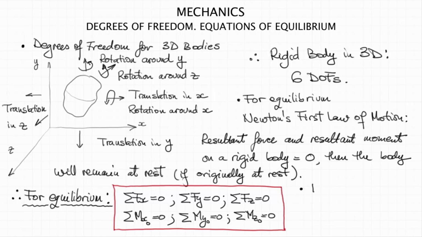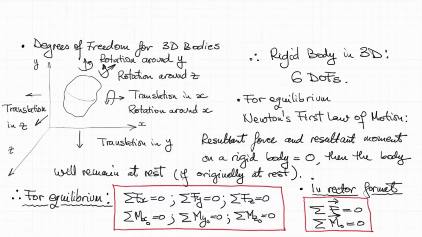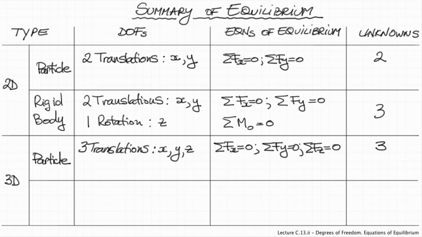Now we can write these equations in a slightly more simplified format if we use the vector notation. And in this case, we will write that summation of the forces is 0, and summation of the moments is also 0 about a point that we select. But each of these 2 vectorial equations contain actually the 3 equations that we presented earlier. So in total, there are 6 equations.